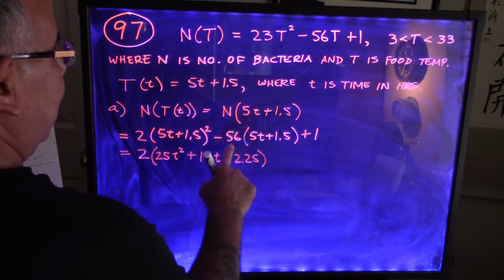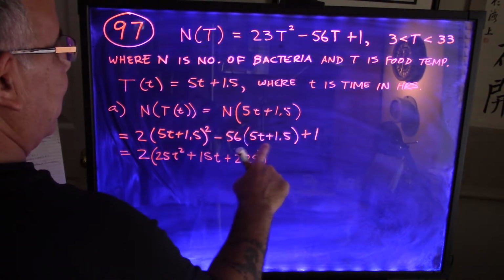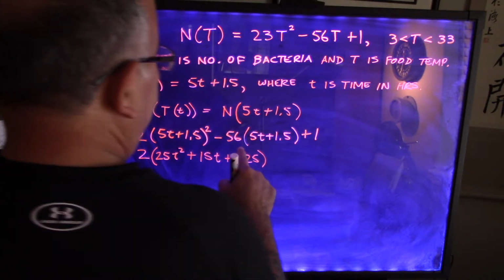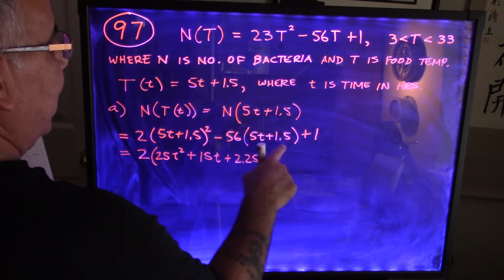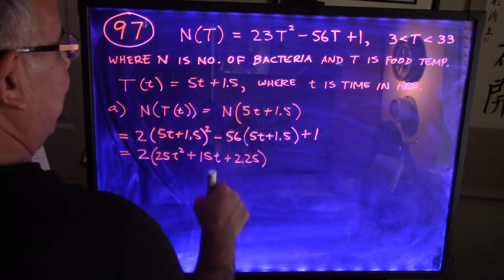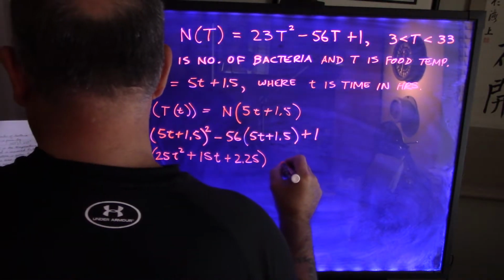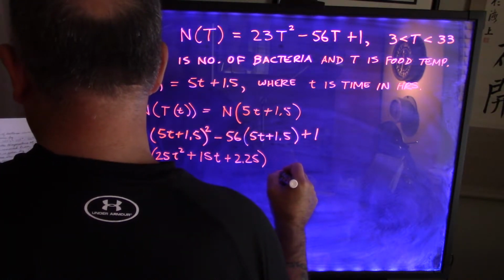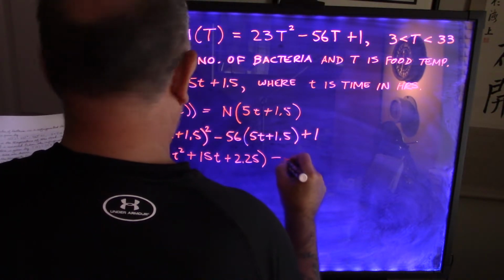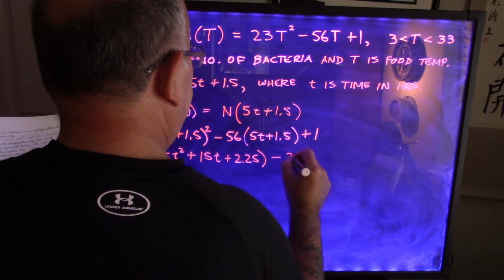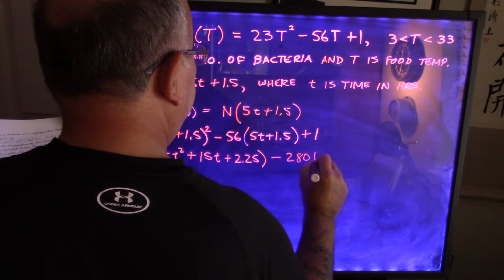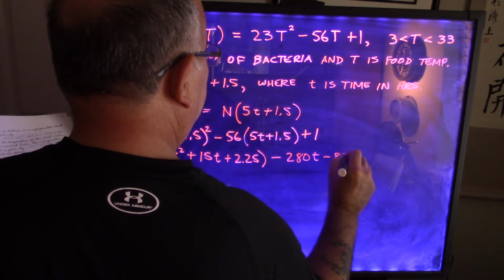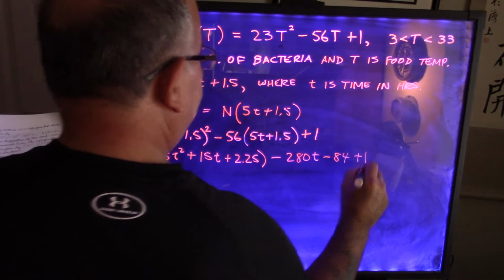And then minus, you can distribute the minus 56 through here. Now remember, both of these signs are going to change to negatives. So it's going to be minus 280t, and then minus 84, and then the plus 1 at the end.